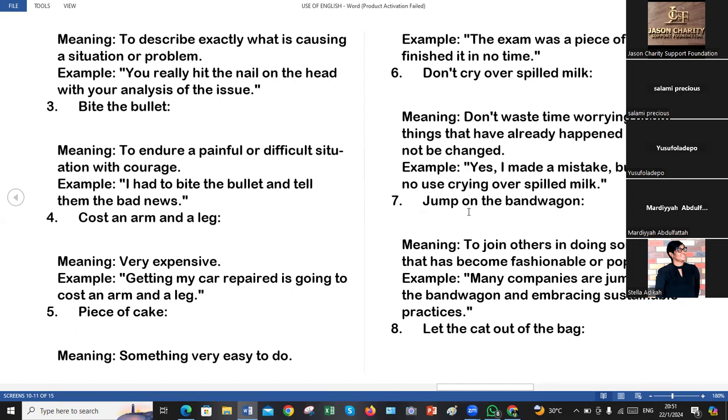The next one is jump on the bandwagon. This means to join others in doing something that has become fashionable or popular. You see people wearing a particular set of clothes or shoes, so if you say, I jumped on the bandwagon, it means you've joined them. Many companies are jumping on the bandwagon and embracing sustainable practices.